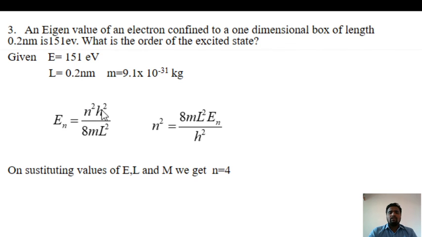So n square is equal to 8 m L square En by h square. By substituting all the values of m, L, En and h, you will get the value of n equal to 4. By knowing the energy value, length and mass of an electron, we can find out the eigenstate of the particle, the order of the eigenstate, that is n equal to 4.